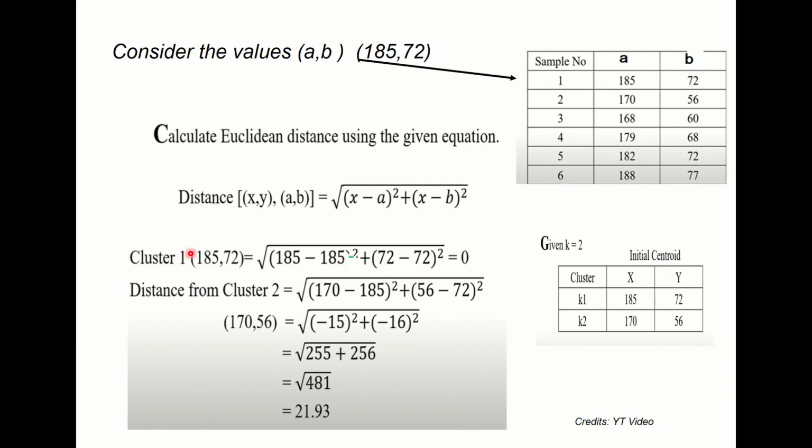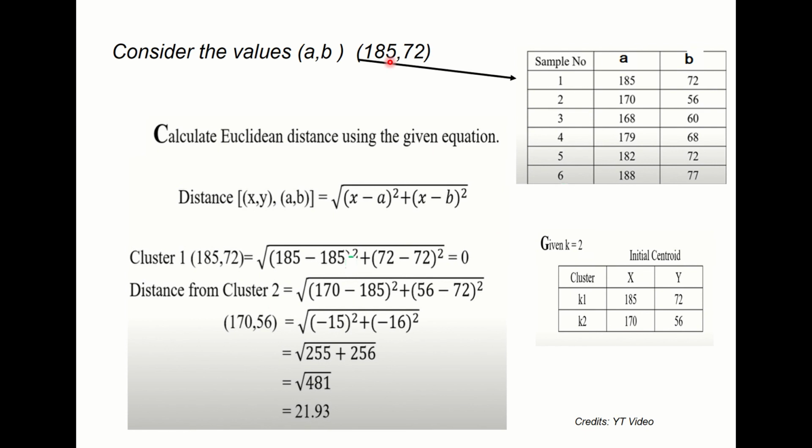So this is the distance from the cluster 1, and then I have to take the distance of this point from the cluster 2. I will get it like (170 minus 185) the whole square plus (56 minus 72) the whole square. Here you have to understand that the squaring will not cause any change to the sign of the output. So the distance of this particular point from the cluster 1 is 0, and the distance from the cluster 2 is 21.993.